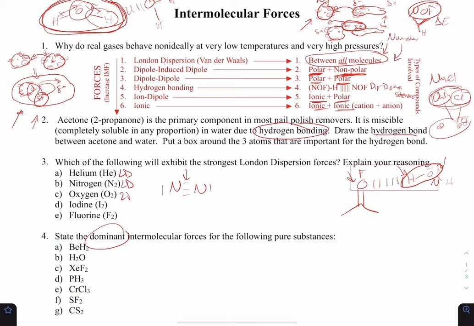And you'll notice that that's going to be the same for all of them. So that means the only thing that differs between them is their size. Okay, so the very first thing you should do is look for the most dominant intermolecular force. Now, if they're all the same, okay, the next thing you need to do is look at their size.